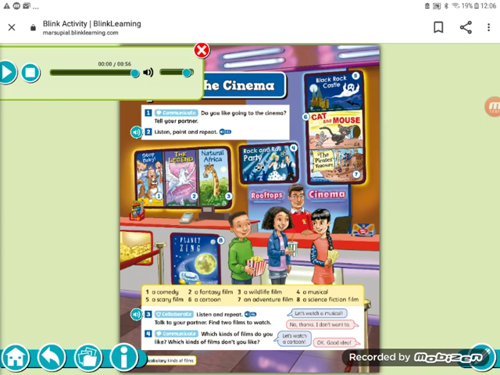A musical. You write un musical o you draw a musical. A scary film. You write película de miedo, ¿ok? Or you draw a scary film. A cartoon. You write dibujo animado o you draw a cartoon. Seven. An adventure film. You write película de aventura o bien you draw an adventure film. And a science fiction film. Una película de ciencia ficción. O vosotros podéis hacer lo mismo, dibujar una película de ciencia ficción. So, lo tenemos que escribir en inglés y al lado, o bien hacemos el dibujito de la película o bien lo ponemos en español su significado. ¿Vale? ¿Lo habéis entendido? Do you understand?